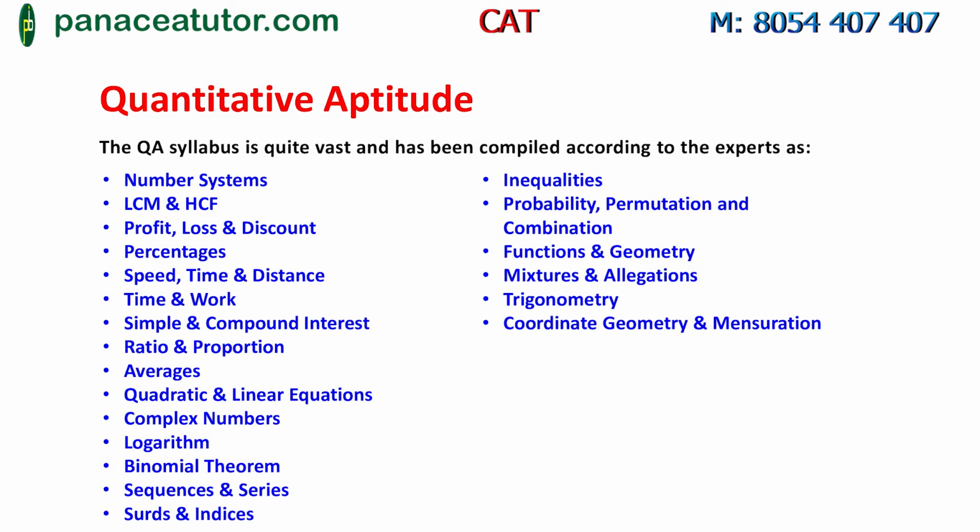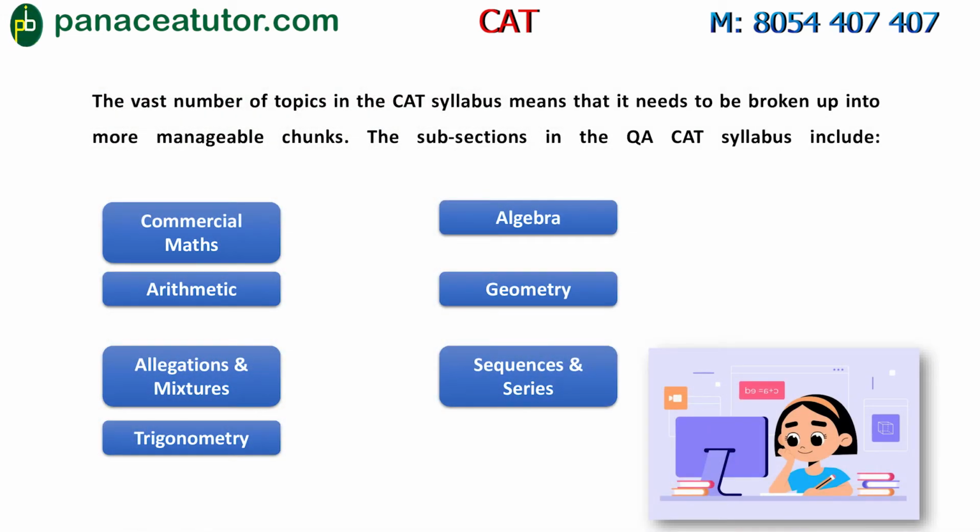Now coming on to the third and last section, that is quantitative aptitude. The quantitative syllabus is quite vast and has been compiled, according to the experts, as number systems, LCM and HCF, profit loss, percentage, speed, time, distance, time work, simple and compound interest, ratio proportion, averages, quadratic and linear equations, complex numbers, logs, binomial theorem, sequence and series, surds and indices, inequalities, probability, PNC, functions, geometry, allegations and mixtures, trigonometry, coordinate geometry, and mensuration. The vast number of topics in the CAT syllabus means that it needs to be broken up into more manageable chunks.